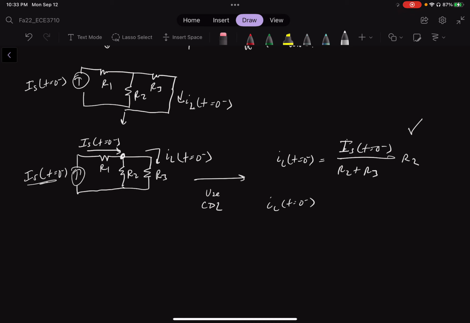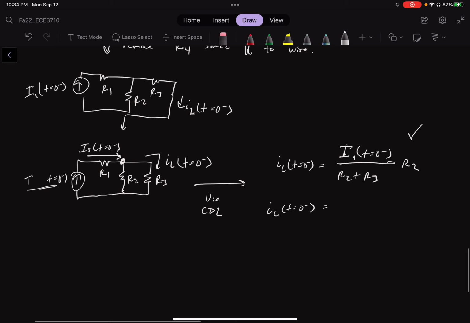IL of t equal to 0 minus. What's IS of t equal to 0 minus? I1. Sorry, I1. I'm just so used to calling all my current sources IS, but sorry. I1 of t equal to 0 minus, what was that? It's 4 amps, because the current is indefinitely 4 amps. 4 amps divided by R2 plus R3. What was R2? R2 was 4 kilo ohms plus R3 was 3 kilo ohms. Right?